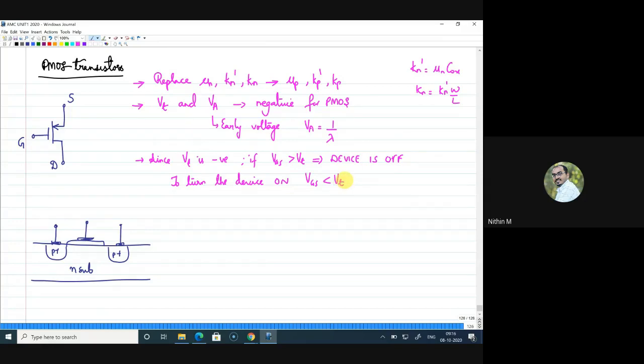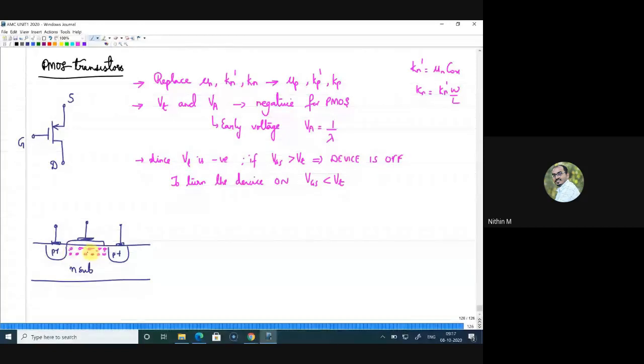If you wonder why this difference is, it is because the substrate, everything, has just got inverted. For an NMOS device, we started with a P substrate, but here you have an N substrate, while the source and drain regions are P plus. So what you want here is holes, right? The channel is created by positive charges or holes. Now, in order to attract positive charges here, you have to apply a negative voltage. That is why your threshold is negative. So to turn on the device, your VGS should be less than Vt, right?